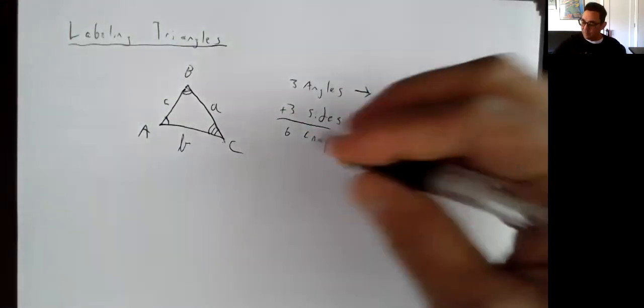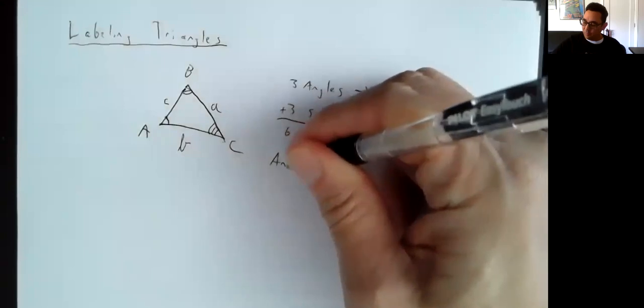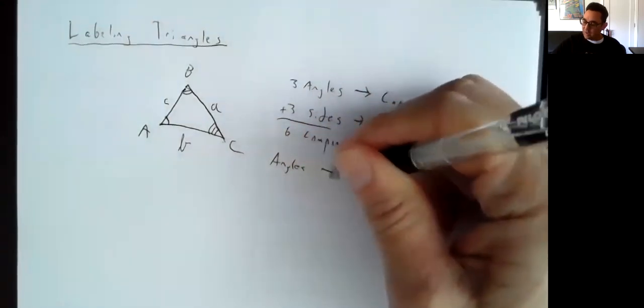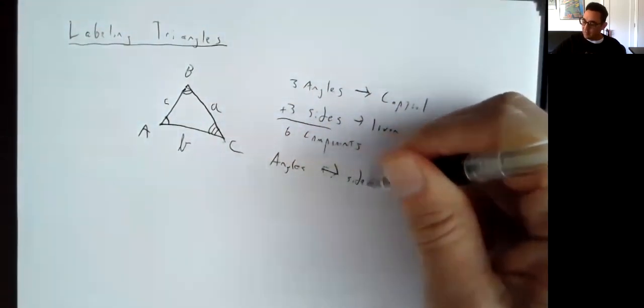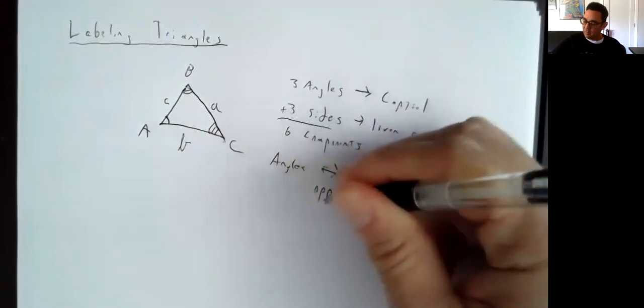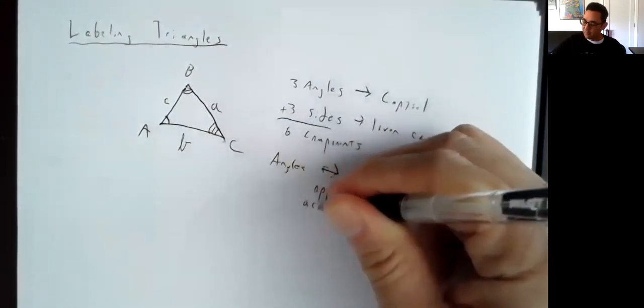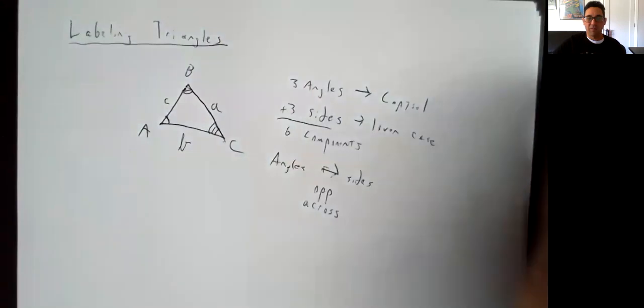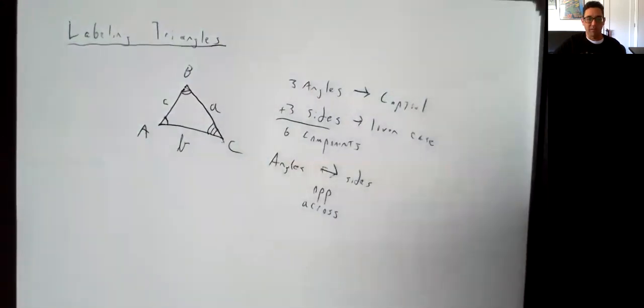So it's important that the angles and the sides are always opposite each other, or sometimes we say across. They're always opposite or across from each other. It's not just some total random order.